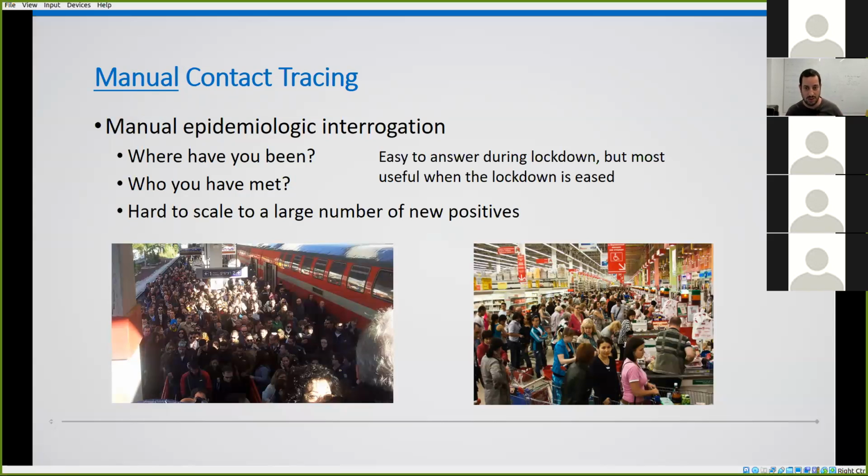This is a picture from rush hour in an Israeli train, so it's very hard to know all of the people that were around you. And even if you know that you're in a supermarket at an exact point in time, you don't necessarily remember what part of the supermarket and which line you stood in, and you probably don't know the other people that were around you. So how can we notify them?